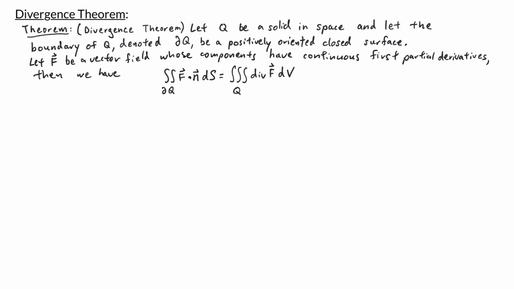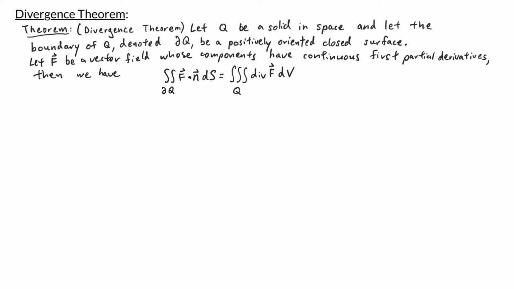Now let F be a vector field whose components have continuous first partial derivatives. Then we have that the flux of F over the boundary of Q is equal to the triple integral of the divergence of F over Q.